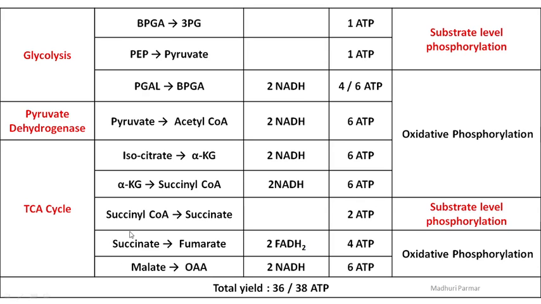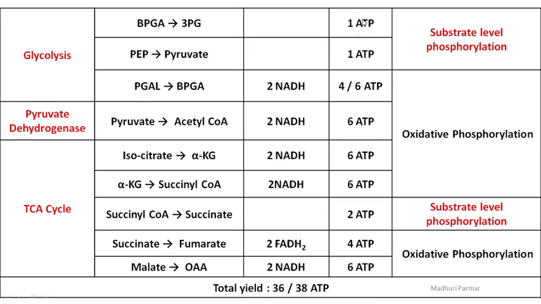Then you have succinate to fumarate. The enzyme is succinate dehydrogenase, and you know this is a special enzyme, right? This enzyme is actually giving you 2 FADH2 molecules. This FADH2 will give you 4 ATP in total, 2 ATP per molecule of FADH2. And last dehydrogenase is malate dehydrogenase. Malate will give you oxaloacetate and 2 molecules of NADH. These 2 molecules of NADH will in total give you 6 ATP.